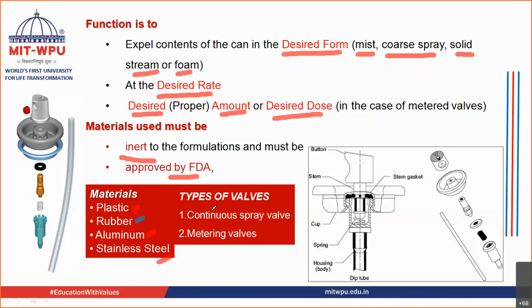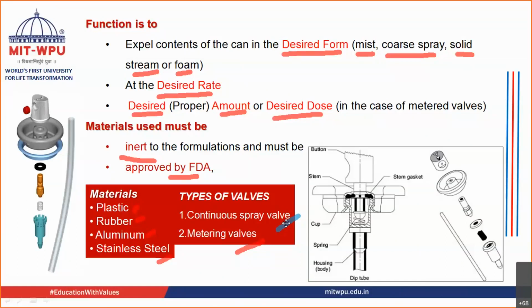There are two types of valve. You have continuous spray valve, and you have metering valve. In continuous spray valve, if you press the actuator, the material is going to get released in a continuous fashion. Whereas in a metered valve, an exact amount of material is expelled out once you press the actuator.